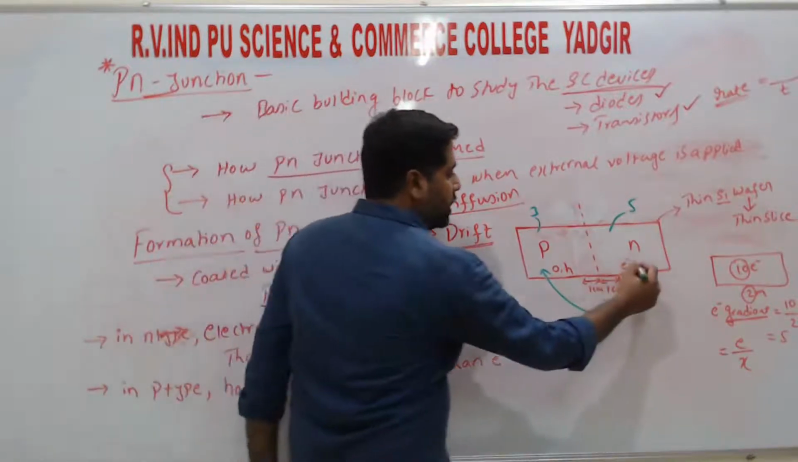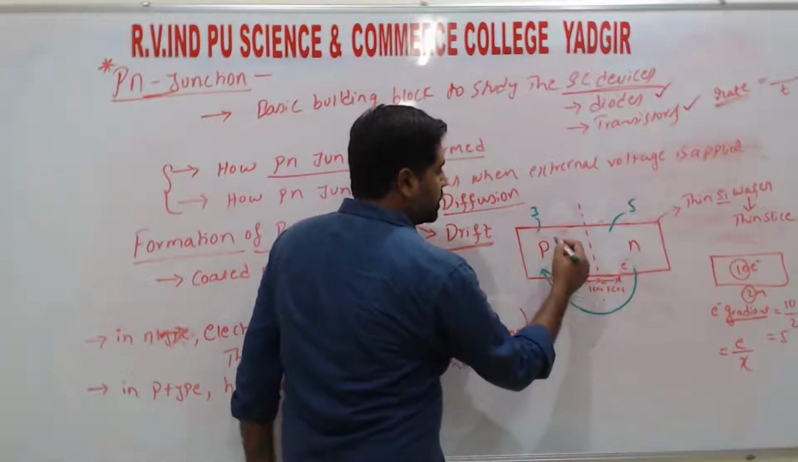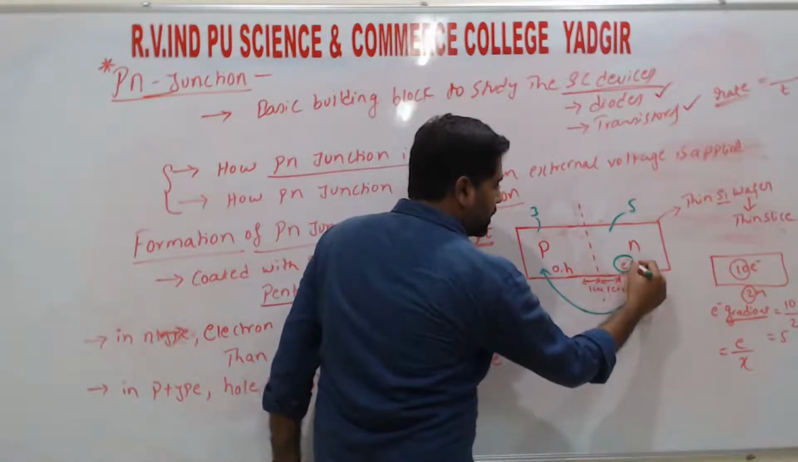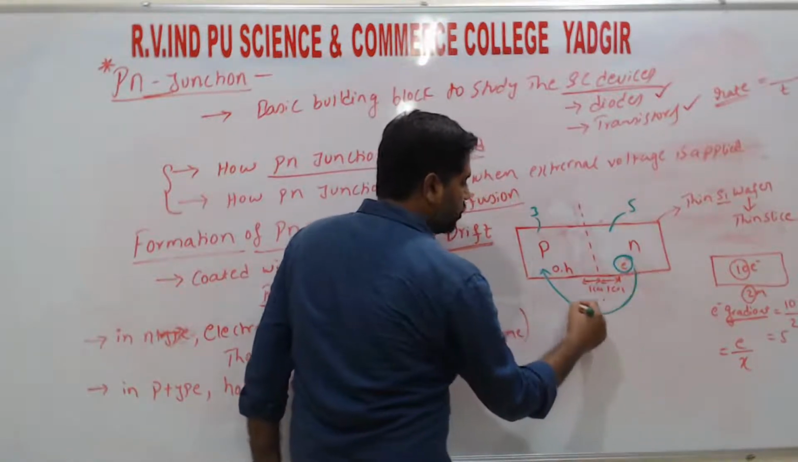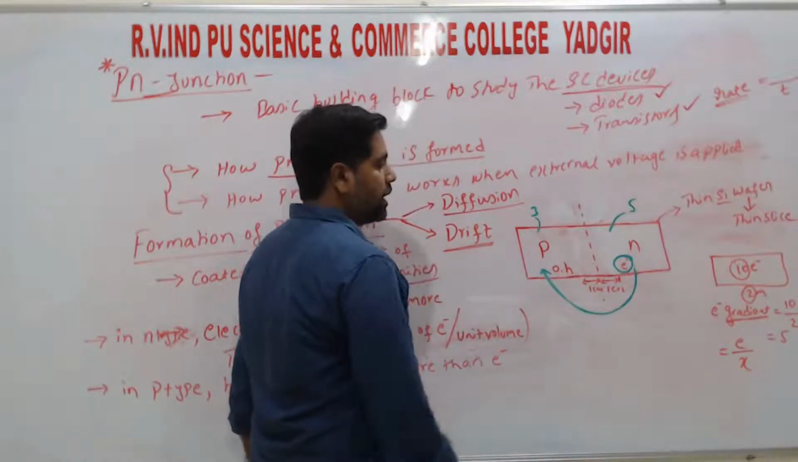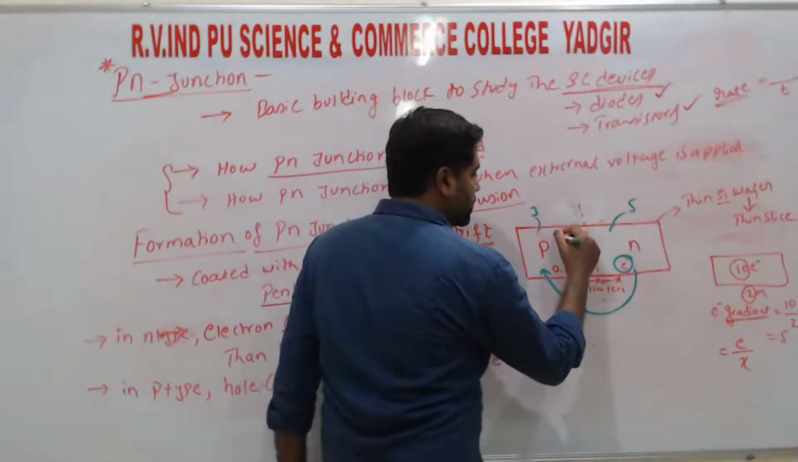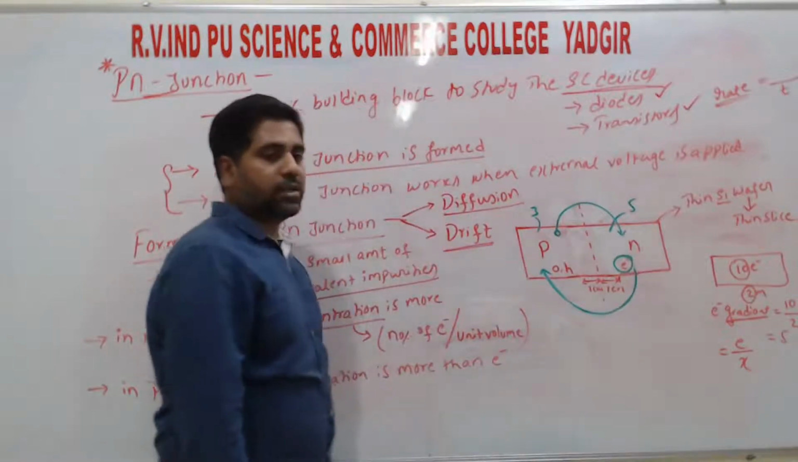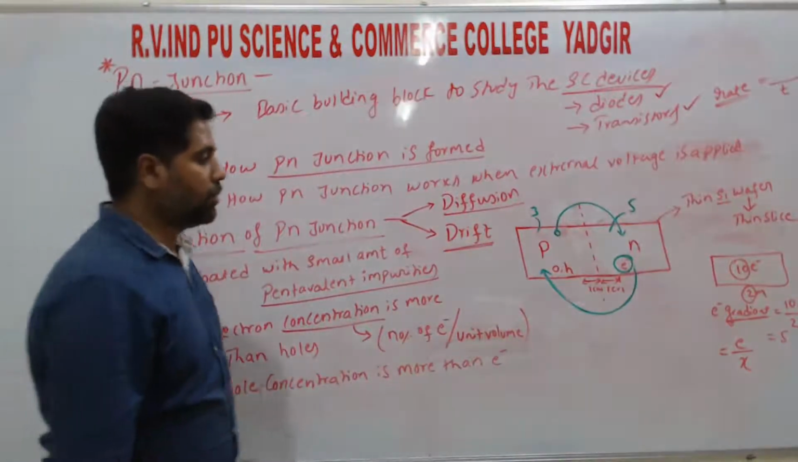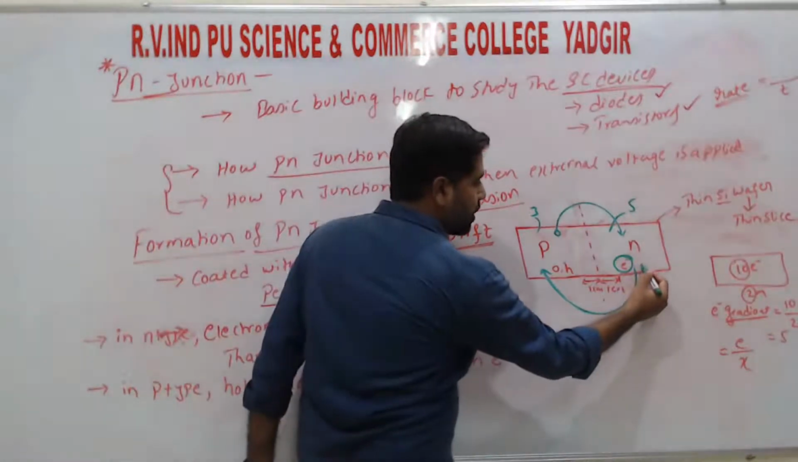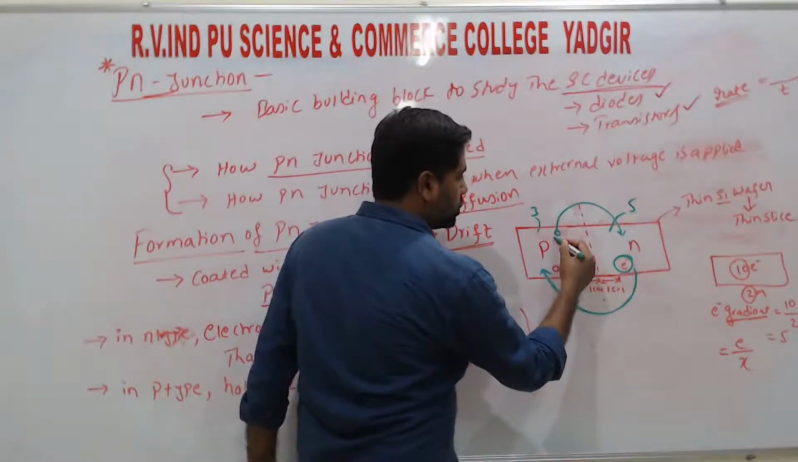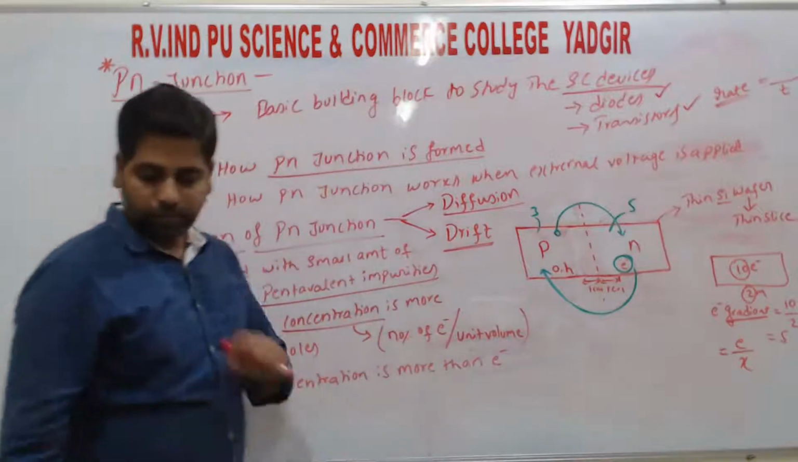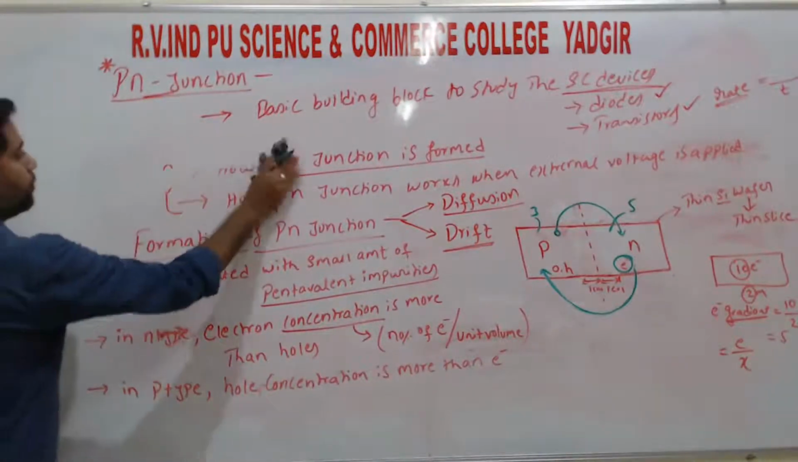As it diffuses from N to P, that is, the electrons which are present in N type semiconductor will diffuse into the P type semiconductor, and similarly the holes which are present in P type semiconductor will diffuse into N type semiconductor, right? That means the transfer of electrons from N to P and holes from P to N, right?